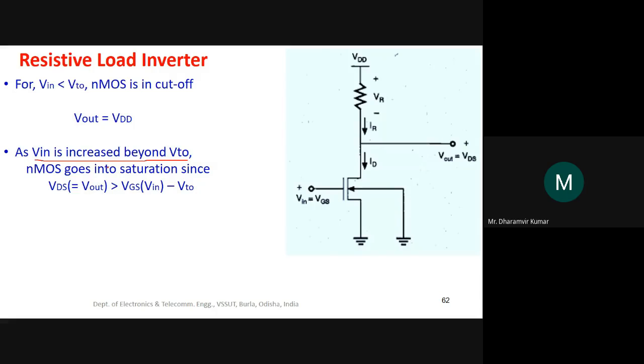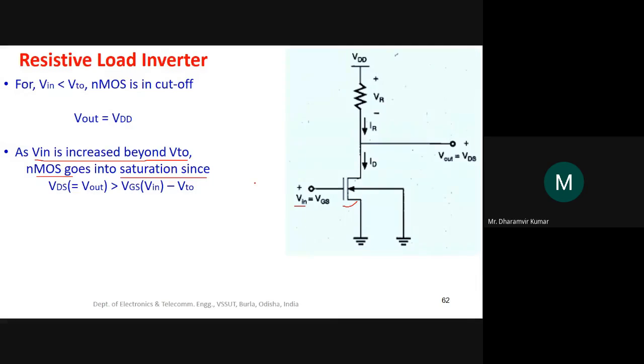For the NMOS device, the device goes into saturation mode. Now this is important here, to decide, when we have increased the input voltage from 0 to some voltage higher than the threshold voltage, in what mode our device is operating. So this is important to decide.